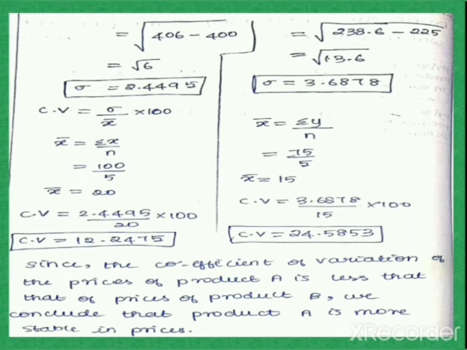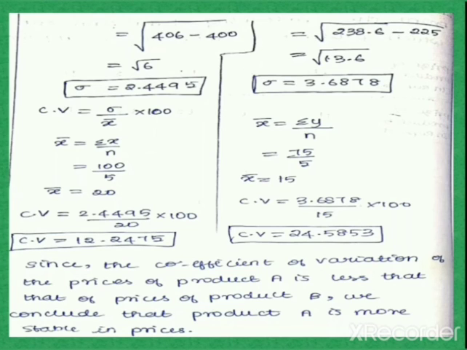Now you have to find the coefficient of variation for these two standard deviations. First we find the coefficient of variation for your x values, which is sigma divided by x bar into 100. Here your x bar value is summation x by n, so 100 by 5 is equal to 20. If you solve this, you will get a coefficient of variation of 12.2475, which is your coefficient of variation for the price of product A.